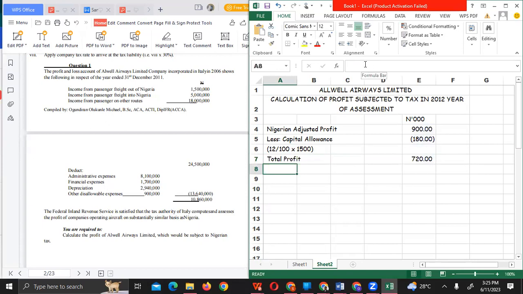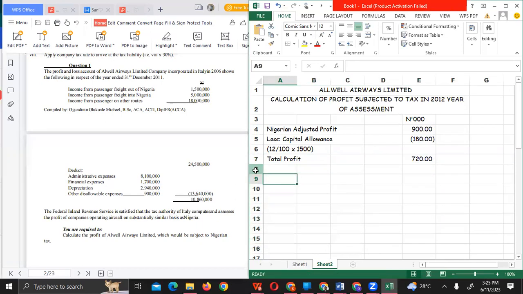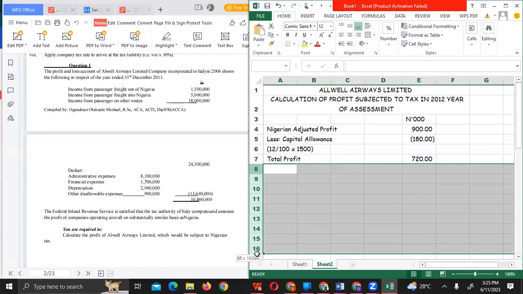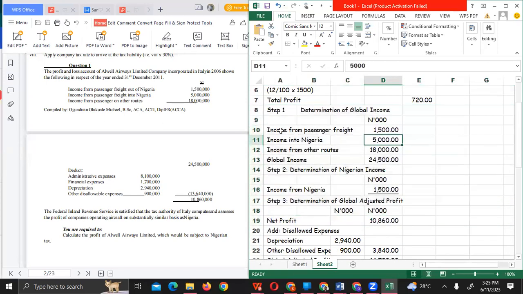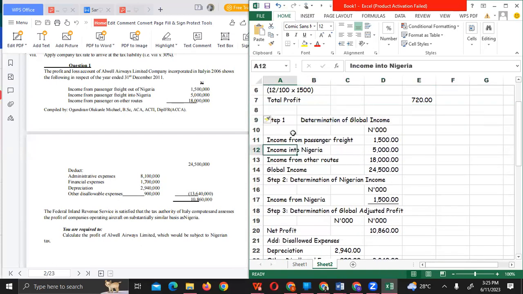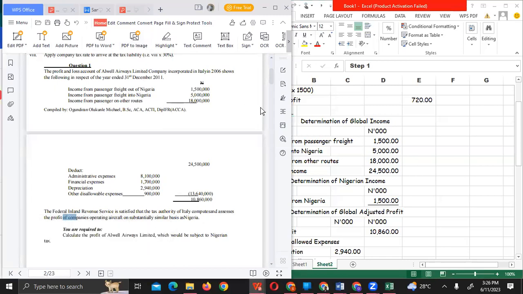So this is the answer to the question that we should determine the profit subjected to tax in 2012 year of assessment. Like I would always advise, you answer based on the requirement of the question. The question did not ask you to determine the tax liability, so you don't determine it. If you answer, there will be no penalty for it, but there will be no mark for it either, because the marks will only be allocated to the basic requirements that the question requests from you.